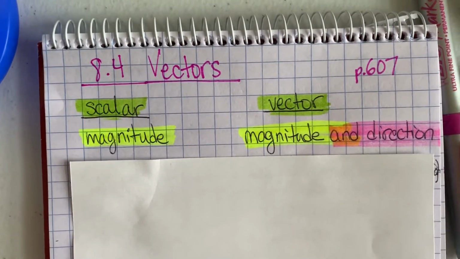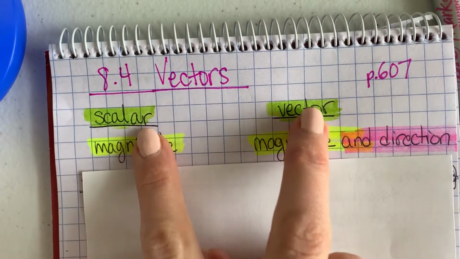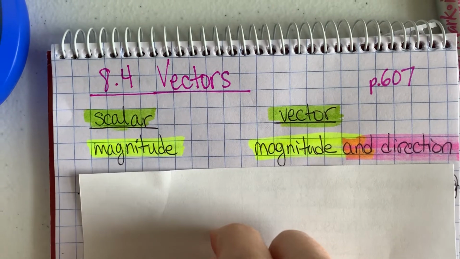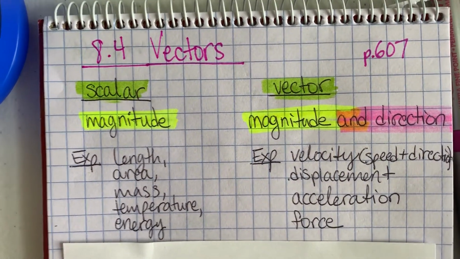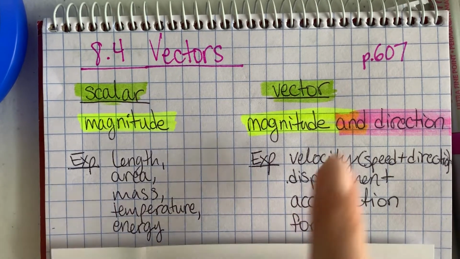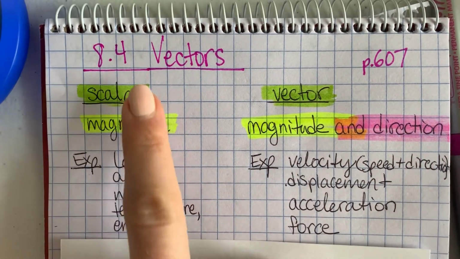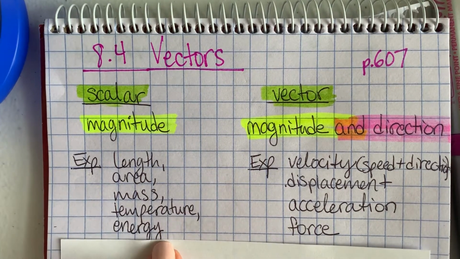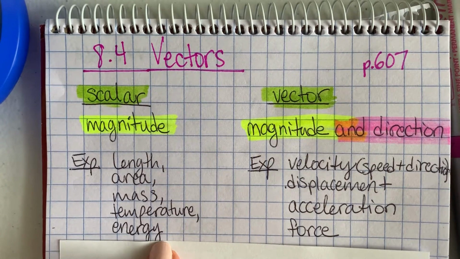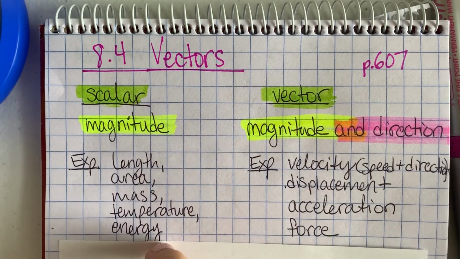Vectors, page 607 is open, and we have our two vocab words here, scalar and vector. And don't be worried too much by these. Scalar is just all those things that we've been looking at before, like length. And all of a sudden we're going to give it a direction, and so now we call it a vector. Length, scalar examples: length, area, mass, temperature, energy. They have a quantity, like a size, like something we can measure, but they don't have a direction.